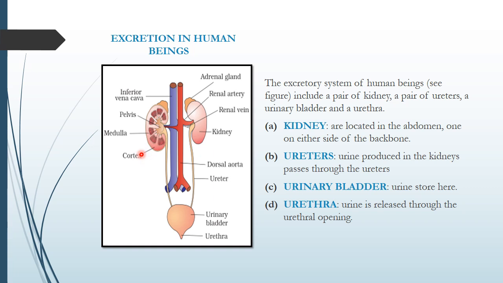The ureters' work is to drain the urine formed in the kidney and carry it to the urinary bladder. So these are the paired tubes that drain the urine formed out to the urinary bladder. Urinary bladder stores the urine until it is released by the body, and urethra is the opening which helps in releasing the urine.